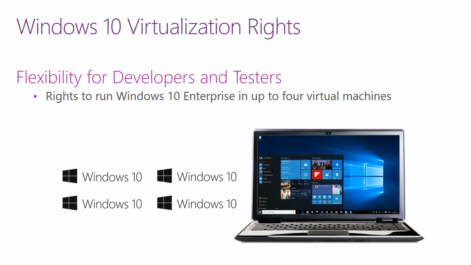Another benefit which we'll look at is the Windows 10 virtualization rights, and this is the rights to run Windows 10 Enterprise in up to 4 virtual machines. So if an organisation has purchased Windows 10 Enterprise licenses with software assurance, then they're allowed to deploy Windows locally to that device, of course, but they're also allowed to run Windows 10 Enterprise in virtual machines on that device.